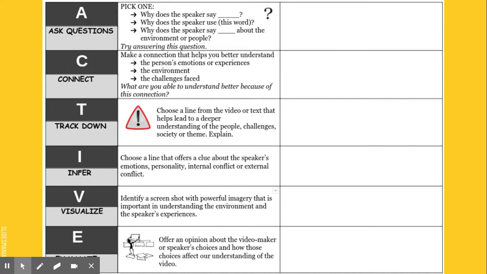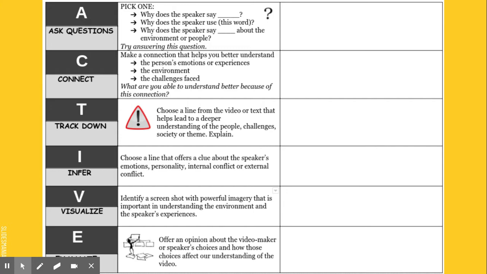Track down is the next one. Now, tracking down key information is important, and we get a lot of that information from the narration in a video. So you're going to choose a line from the video that helps lead to a deeper understanding of either the people, the challenges, the society, or the theme.